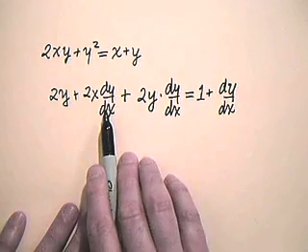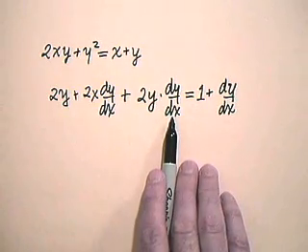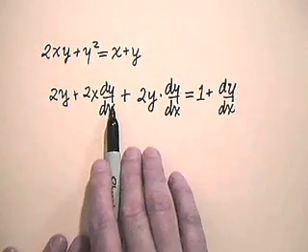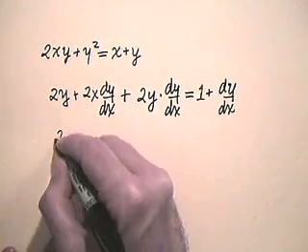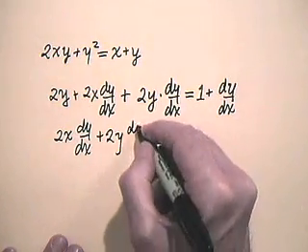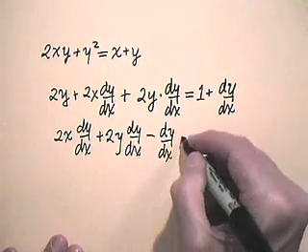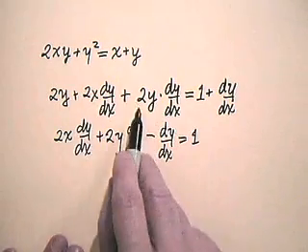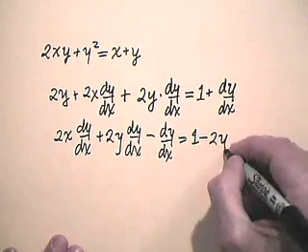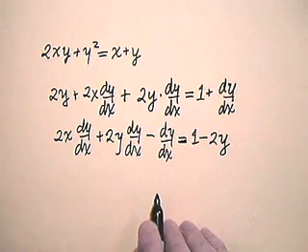Notice we have an equation. Every term either involves dy/dx raised to the power 1 or doesn't have dy/dx at all. And so we move all the terms with dy/dx to the left. So I'll have 2x dy/dx plus 2y dy/dx minus dy/dx equals 1. And what do we have over on the left side without dy/dx? Simply the 2y. It comes over to this side, minus 2y. So we have 1 minus 2y on the right.